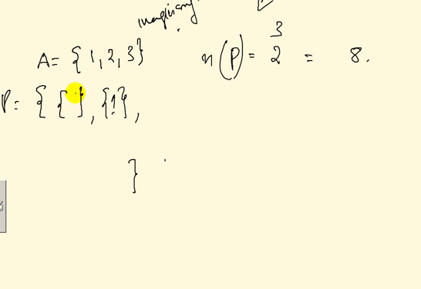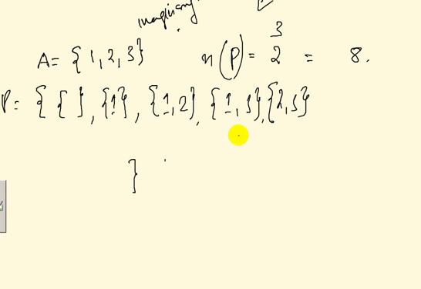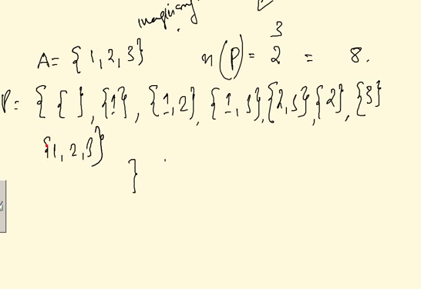So if you see, this is a null set, then 1. Start combining 1 with 2, then 1 with 3, then 2 with 3. Yes, 2 with empty. 2 with 1 has already come, right? Empty with 3. And we can also have 1, 2, 3. That has come here, right? 1, 2, 3, 4, 5, 6, 7 and 8.